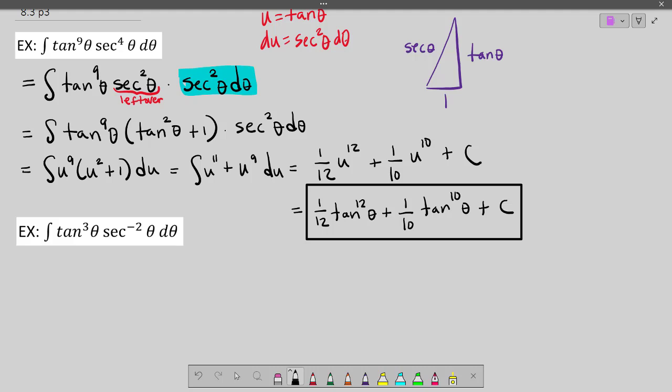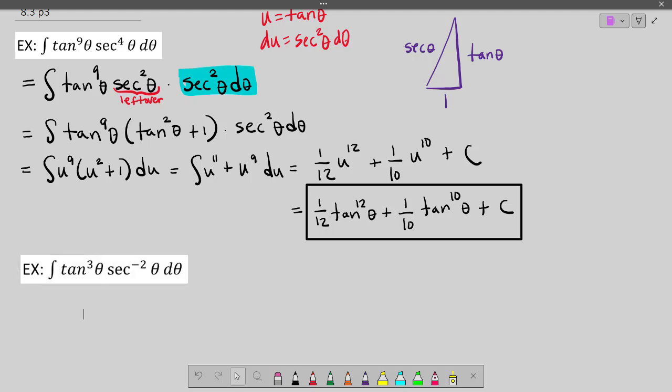So remember that the other rule says if tangent is to an odd power, you can pull off a sectan. And what would we be wanting to let u equal if we pulled off a sectan? Secant. Because then sectan d theta, or whatever the independent variable is, will equal the derivative of the u. So you could do that here because tangent is odd, the power is odd.